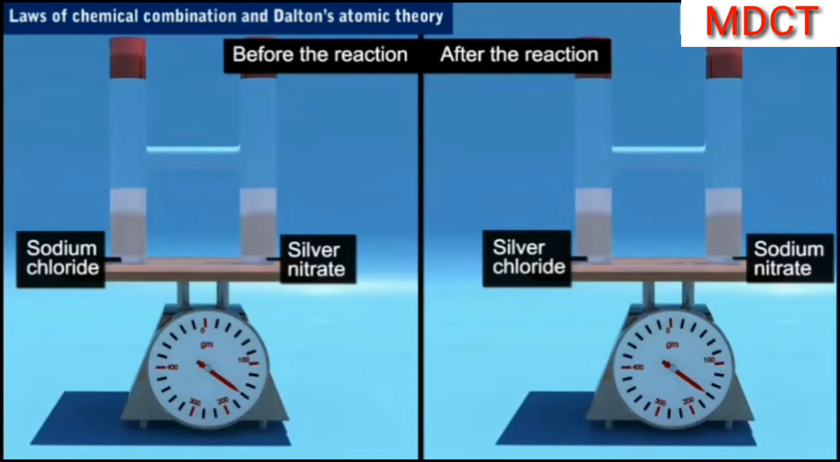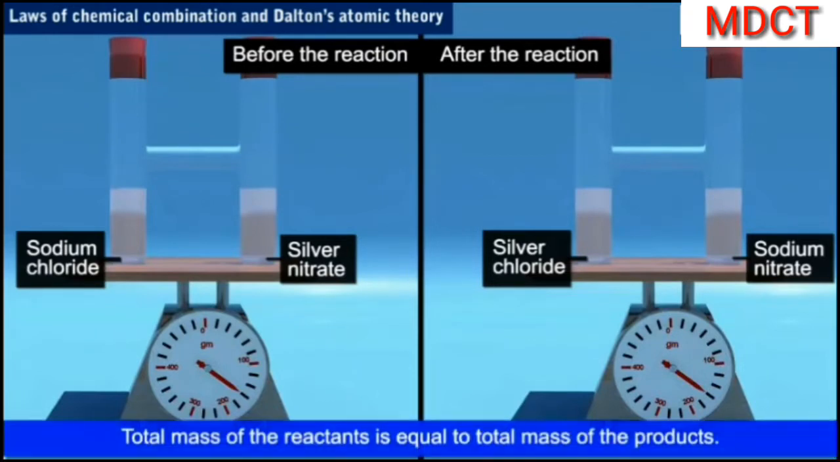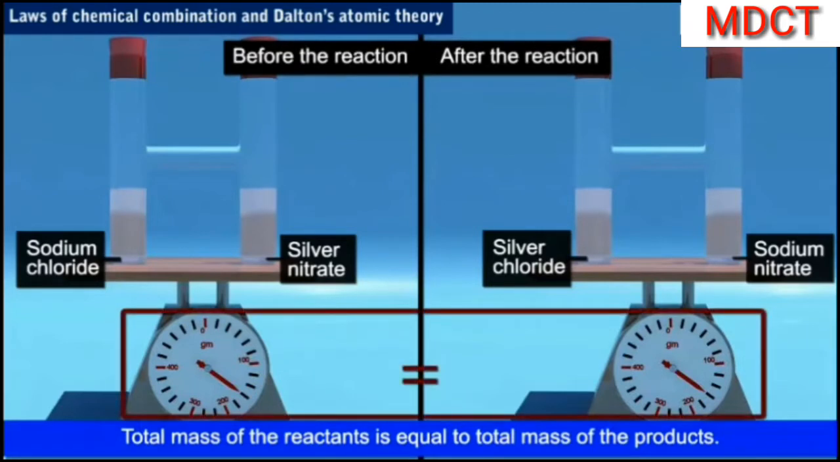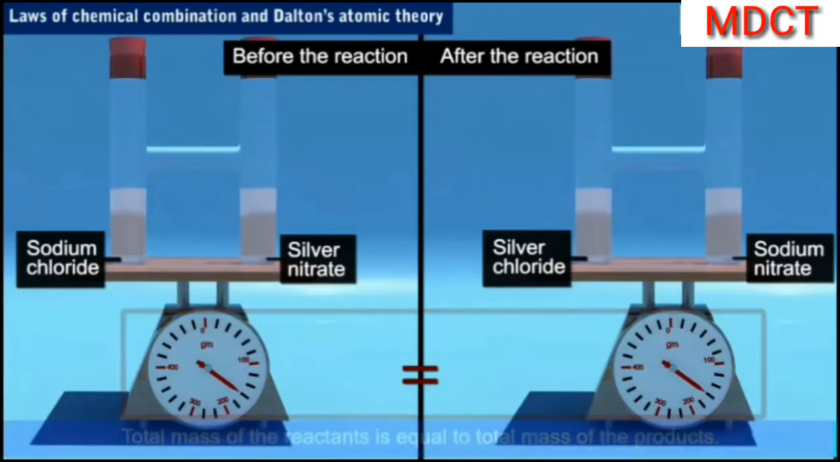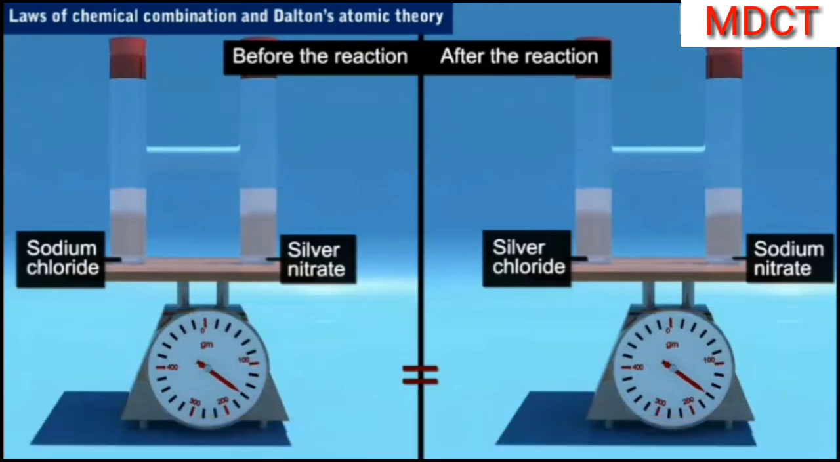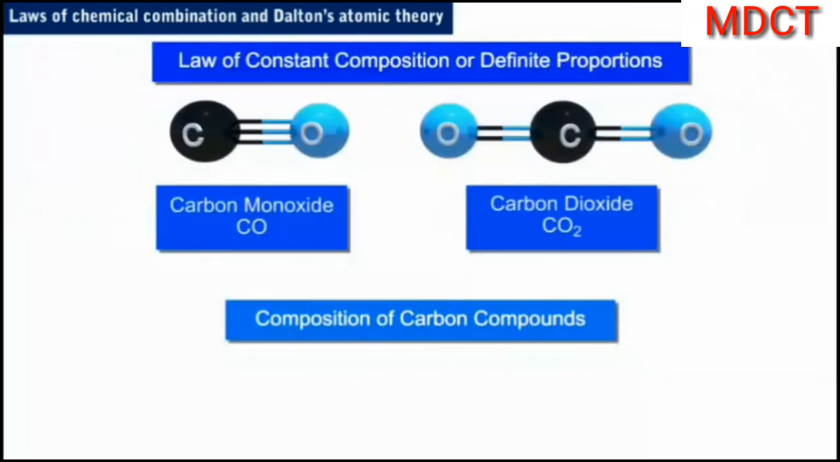Thus we can conclude that when matter undergoes a chemical reaction, the total mass of the reactants is equal to the total mass of the products. That is, during any chemical reaction, matter is neither gained nor lost. Hence, this law is also called the law of indestructibility of matter.